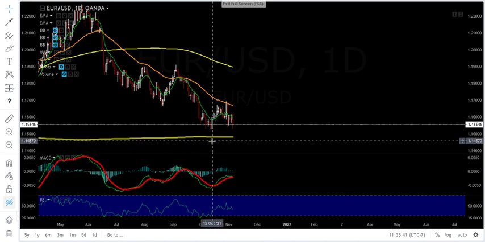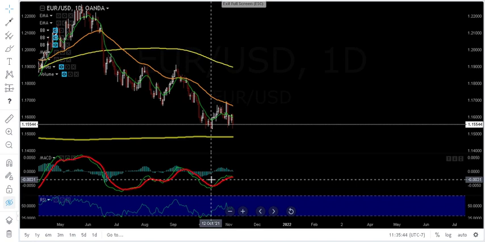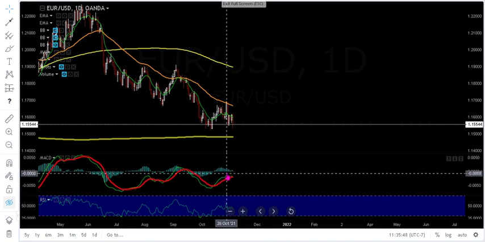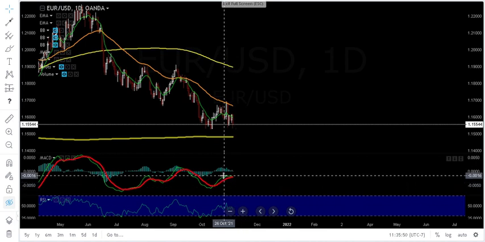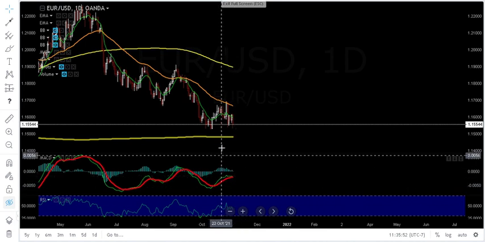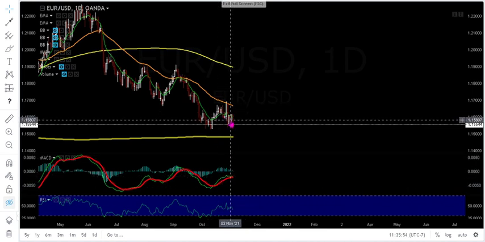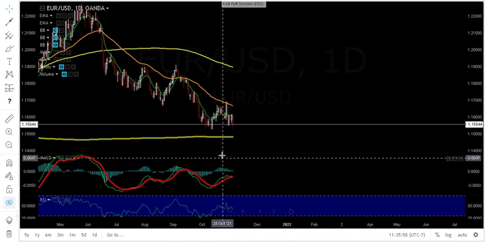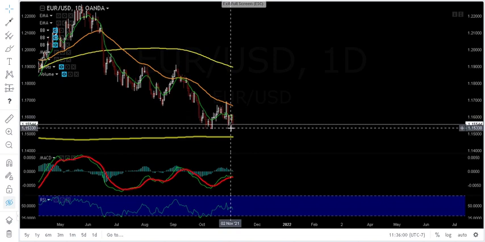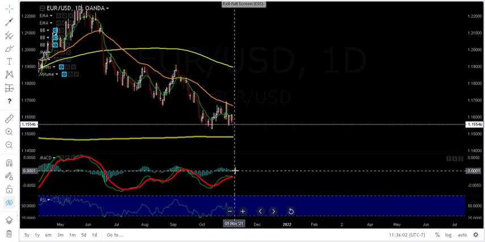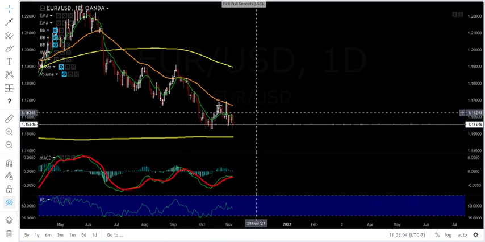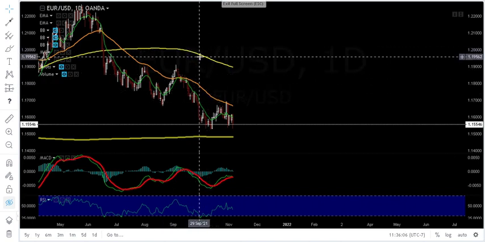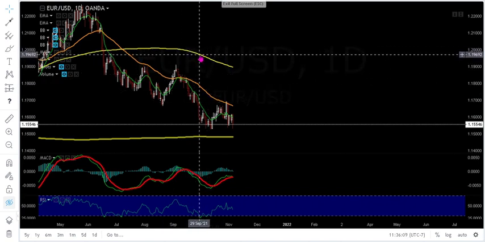Right here, the MACD was doing the correct thing, going up, but now it should have been going down. You see, right in this area here, it started going down right here, but right here it's still going up. So that's divergence right there, meaning that price will eventually go up. It's going to be temporary because we're in a downtrend. Remember, the 200 is over the 50.